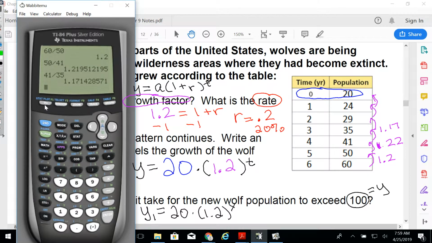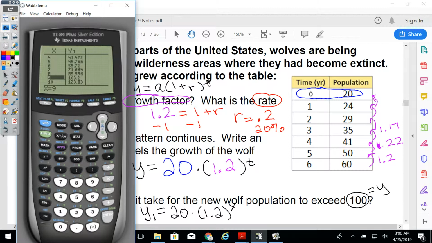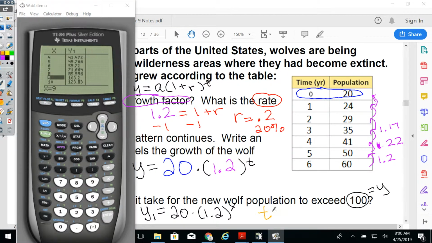So in the y equals, we want to put 20 times 1.2 to the, make sure you do the caret sign, and then you use x power. And then if you look at the table, the first time that it passes 100 is right here at 103. So we would say that the time takes, t is 9 years, because that's the first time that it's over 100.